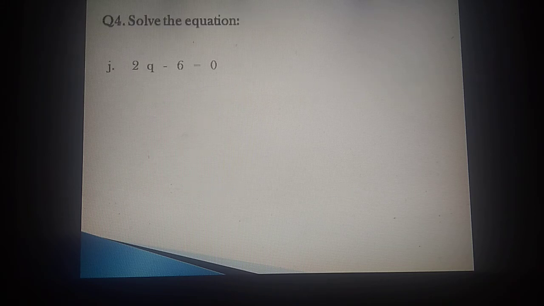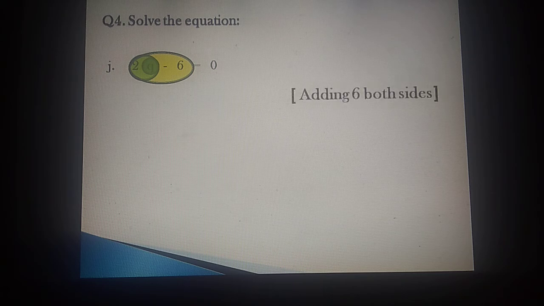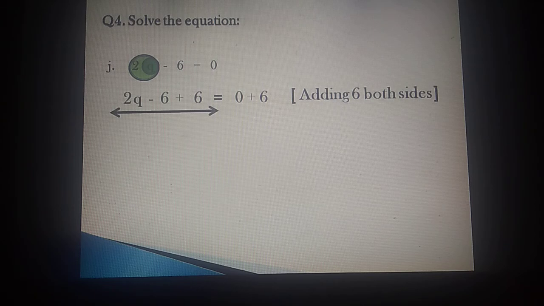Next, 2q minus 6 equals to 0. Highlight the variable first, then the coefficient, and then the constant on the same side. Now, outermost circle, it's minus 6. Opposite is plus 6. So add 6 both the side. First write LHS, add 6. Write RHS, add 6. Solve LHS. Now same value with different sign. What we will do? Cancel it.